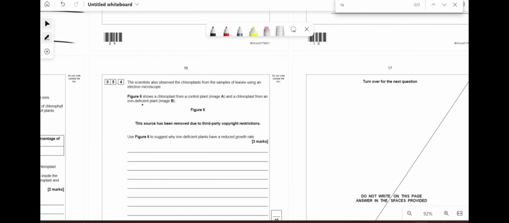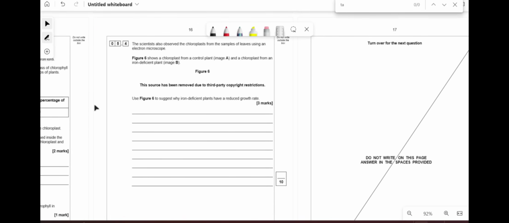Samples of leaves using an electron microscope. Figure 6 shows a chloroplast from control A and from B, and obviously the picture's been taken away. So it says use figure 6 to suggest why iron deficient plants have a reduced growth size. So I'm presuming that this is probably something to do with the fact that their thylakoid membranes are a bit messed up, because that's what the question's about. So, you know, you're probably going to have a smaller surface area for light absorption and less photosynthesis. Obviously, I don't have the image, so I can't really comment on it.